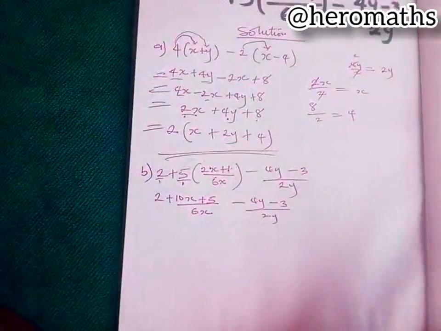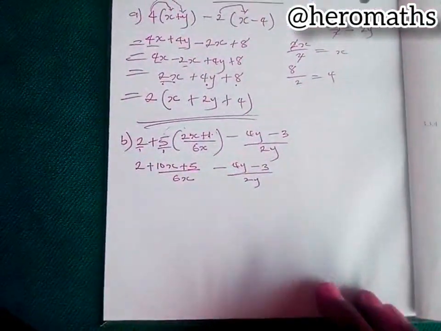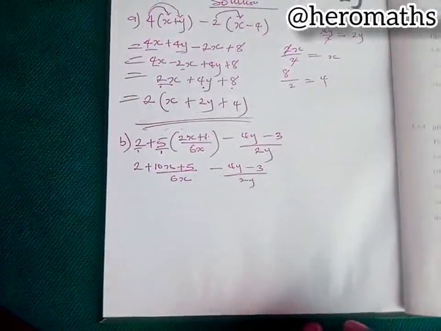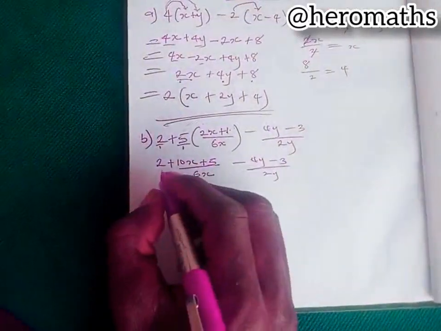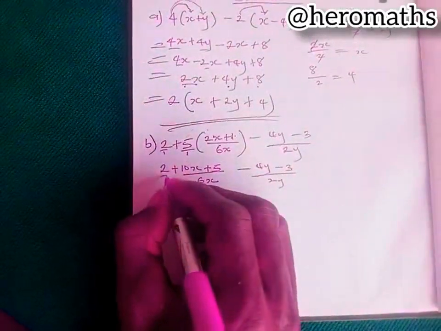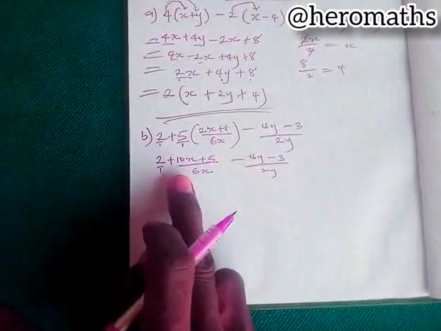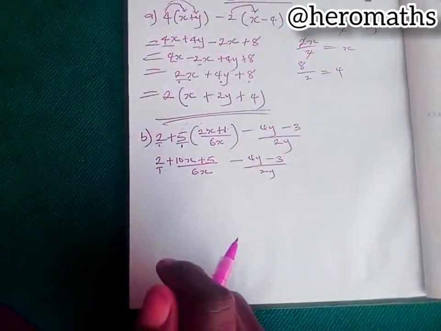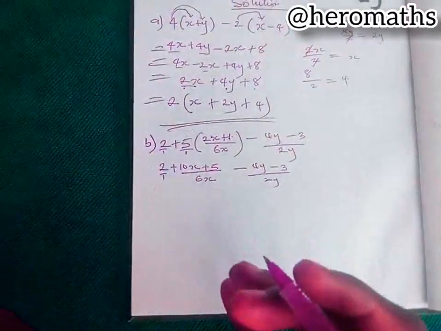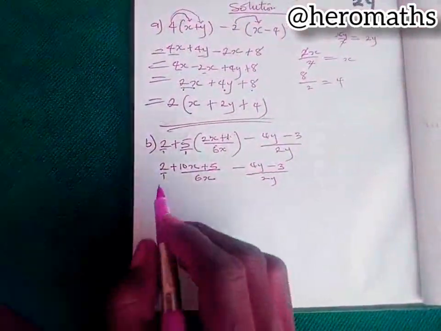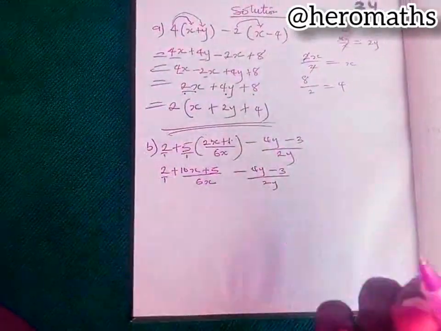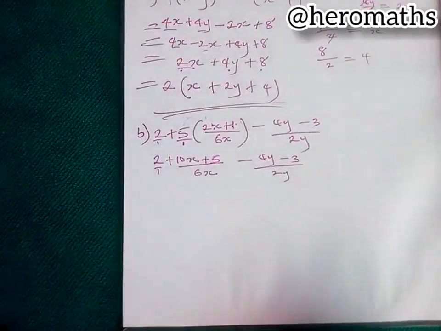Now we have no fraction. Sorry, we have no bracket. Let us try to deal with this fraction. Now, as I said before, this is divided by 1. So what is the lowest common multiple here? That is, what is the least number that can divide 1, divide 6x, and divide 2y without a remainder?